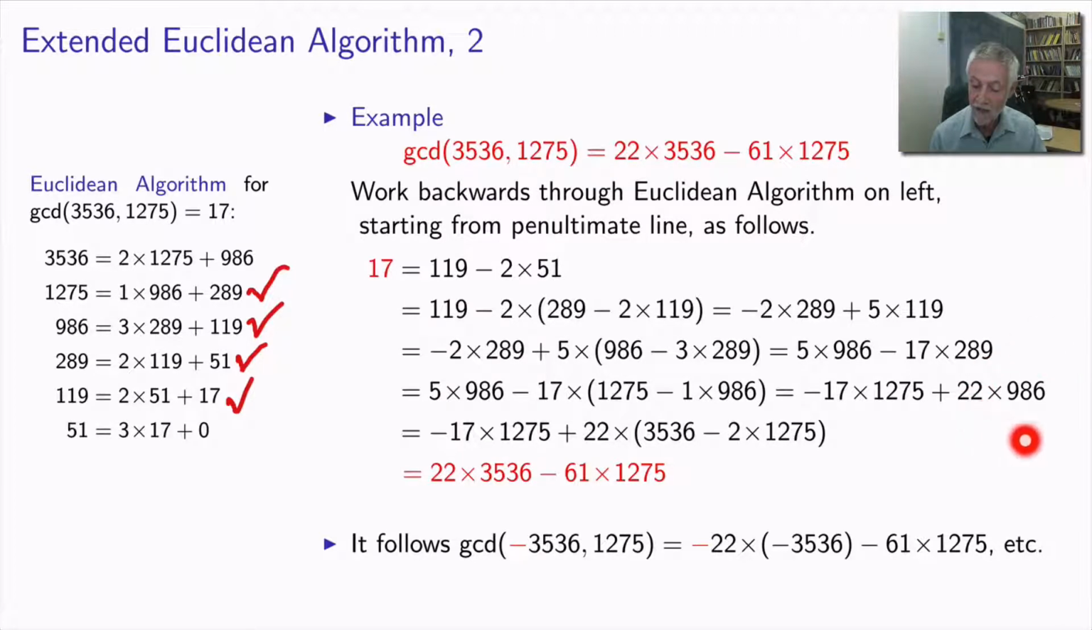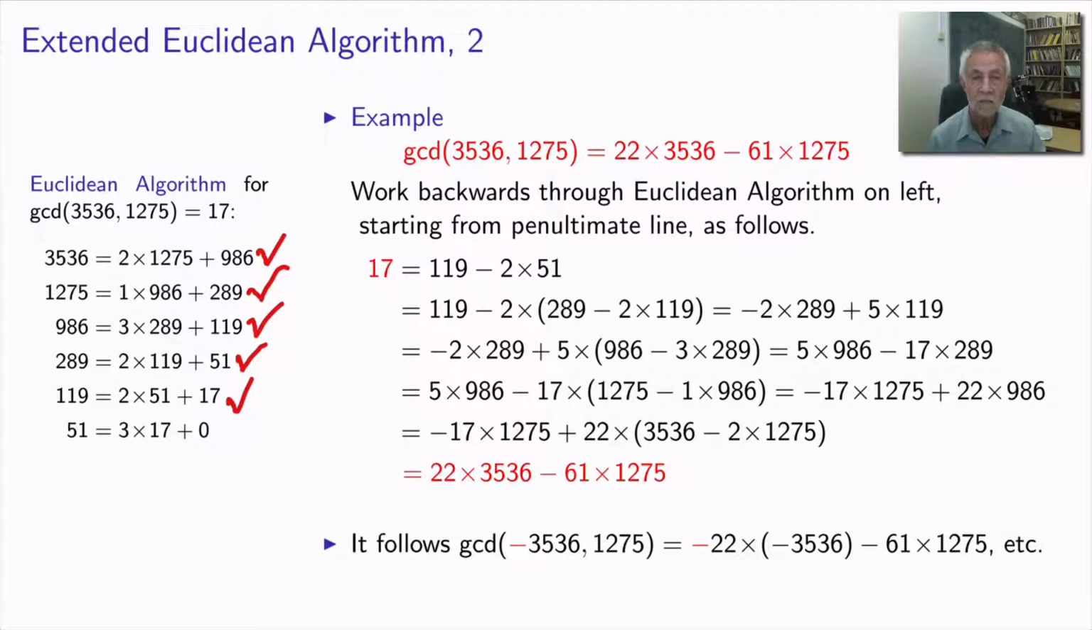And again, 986 now, the smaller of these two numbers, we use this line here and express it in terms of the 986, that is 3536 minus twice 1275. So we replace that and put that into here. So we end up with what we want by working backwards through the Euclidean algorithm, that the greatest common divisor, 17, is 22 times 3536, that's this, minus 61 times 1275. And that's our result. So we've now shown that.